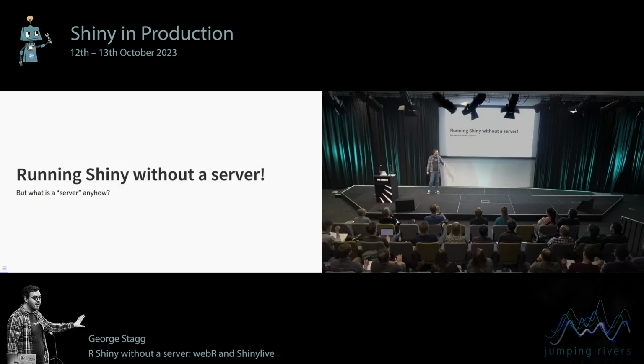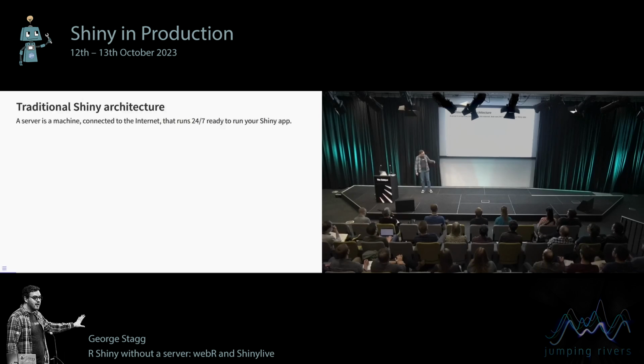But one thing we've realized talking to people about this kind of thing is that we're not always clear about what we mean by the word server. I mean, what is a server anyhow? One way to define what a server is: a machine connected to the internet that runs 24/7, 365 days a year, and it runs your Shiny app and serves it to people.